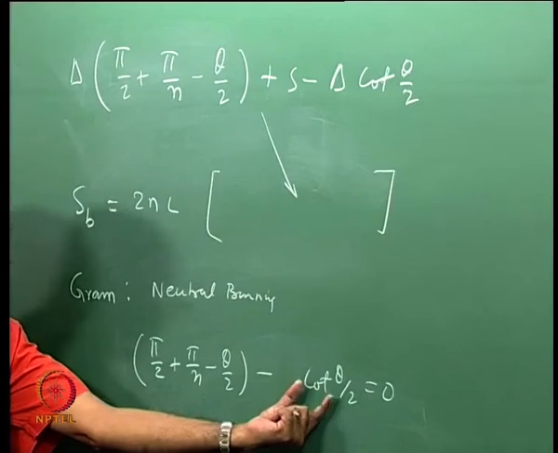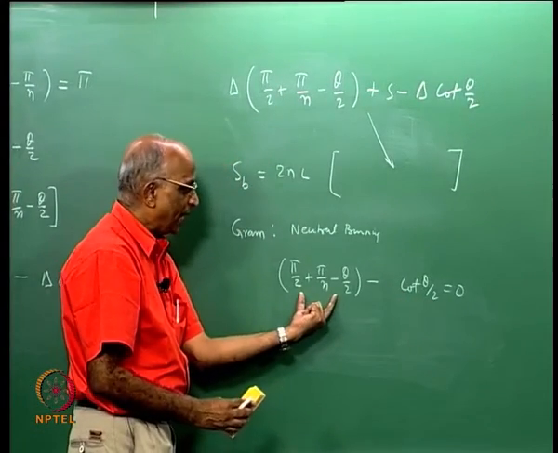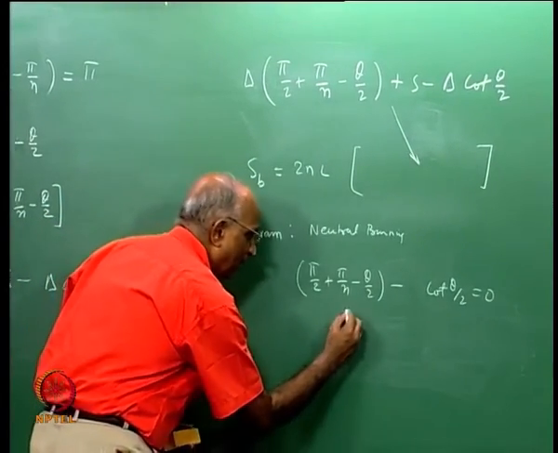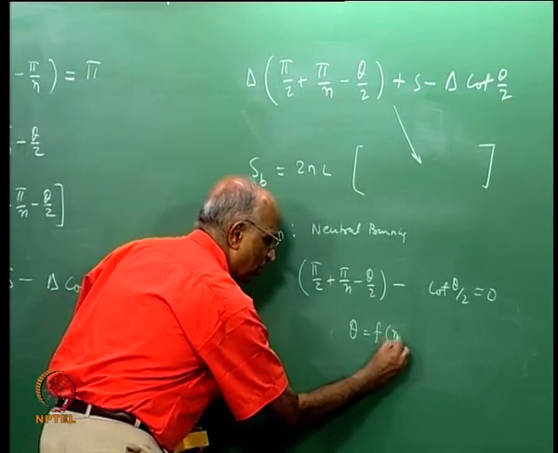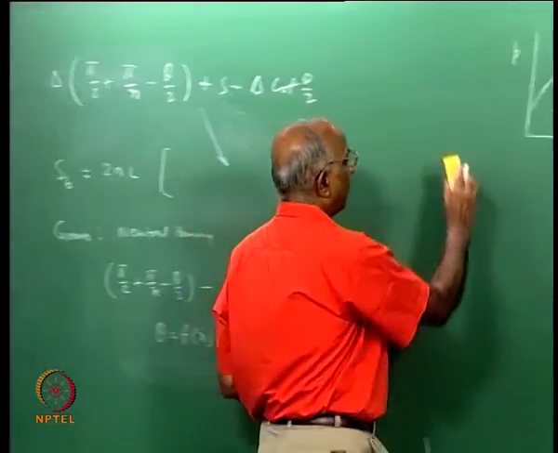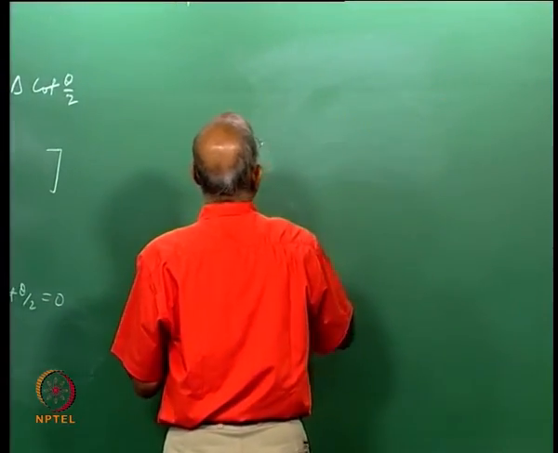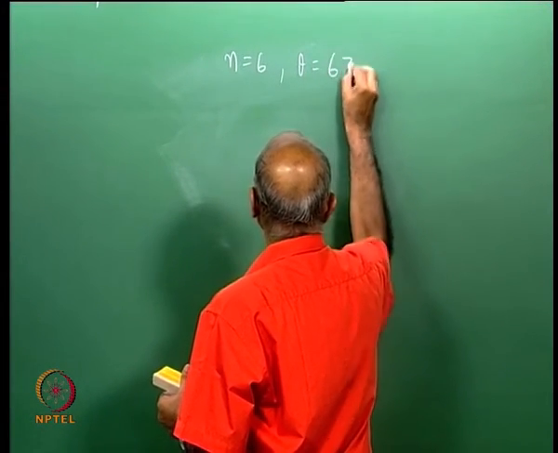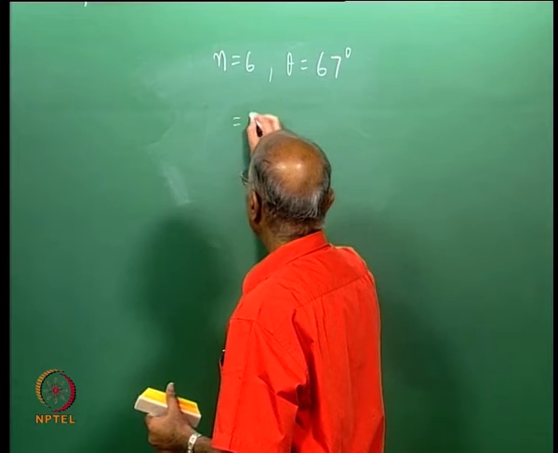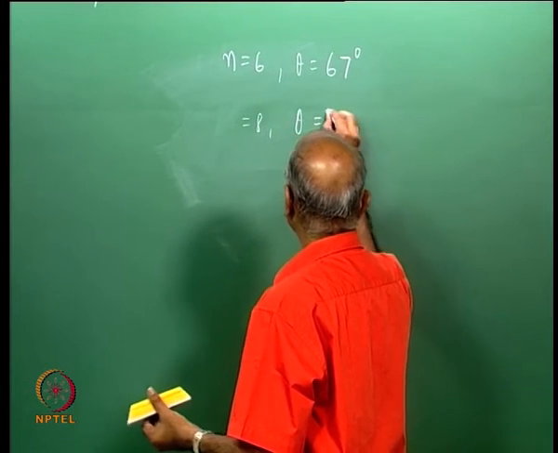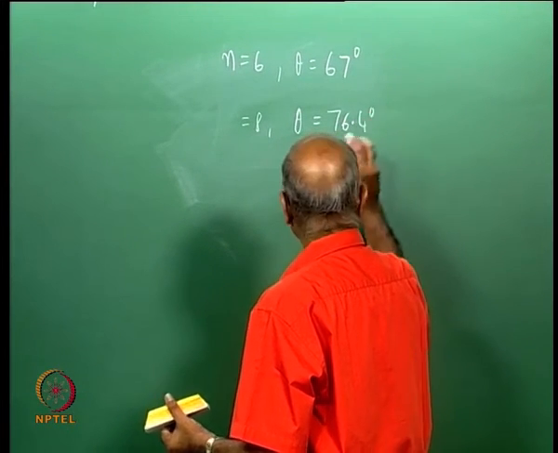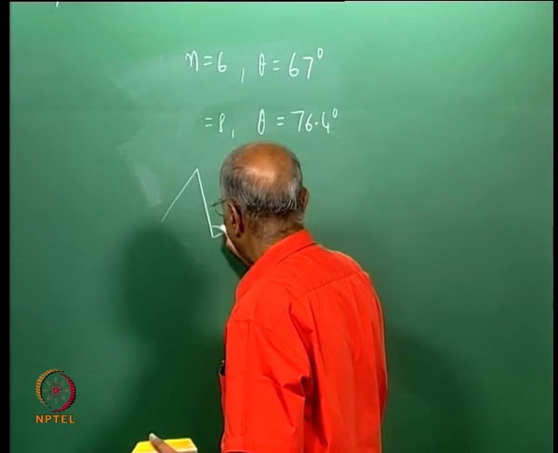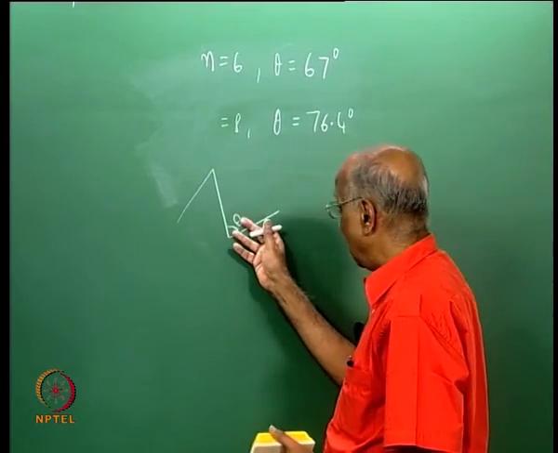Now to solve this, since it involves a cot term, I cannot do it directly, I do it numerically, maybe I use the method of steepest descent or something, and now I find that theta is going to be a function of the number of vertices. If I have a grain with n, the number of vertices, equal to 6, the value of theta comes out to be 67 degrees. If the number of vertices is 8, the value of theta comes out to be something like 76.4 degrees.